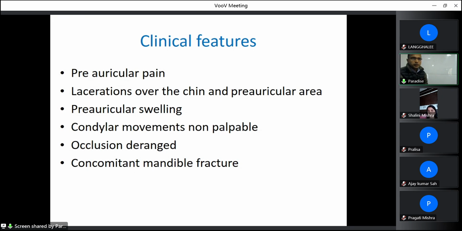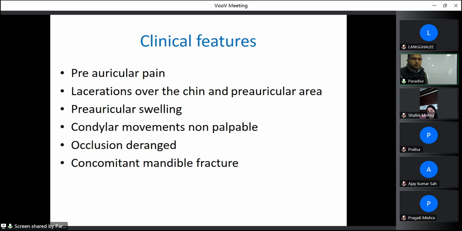Condylar movements are not palpable. If you place your little finger in the external auditory meatus and advise the patient to open and close the mouth, you will not feel any condylar movement. Okay. Occlusion may be deranged in case of ipsilateral or unilateral fracture. There will be ipsilateral premature contact in the molar area, and there will be open bite on the contralateral side.